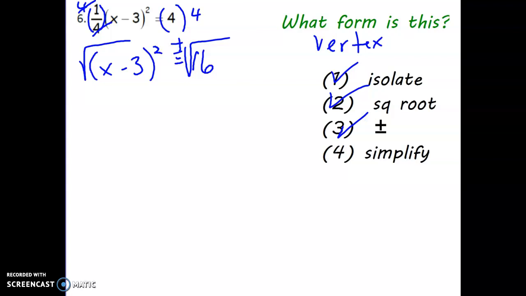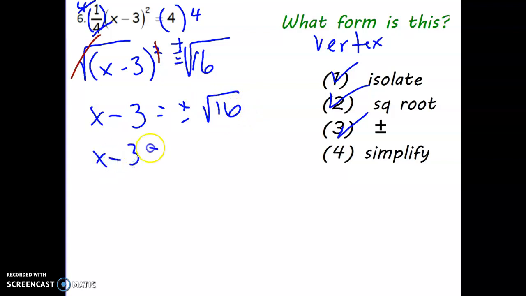On the left-hand side, squared and square root are opposites of one another. They're inverses. They cancel each other out. So what I'm going to be left with is x minus 3 on the right-hand side plus or minus the square root of 16. Let's see if we can simplify that. Well, 16 is a perfect square number, so I end up with x minus 3 equals plus and minus 4, because the square root of 16 is 4. Now let's get x by itself, because in order to find the x-intercepts, I need to have x by itself. So I'm going to add 3 on both sides.